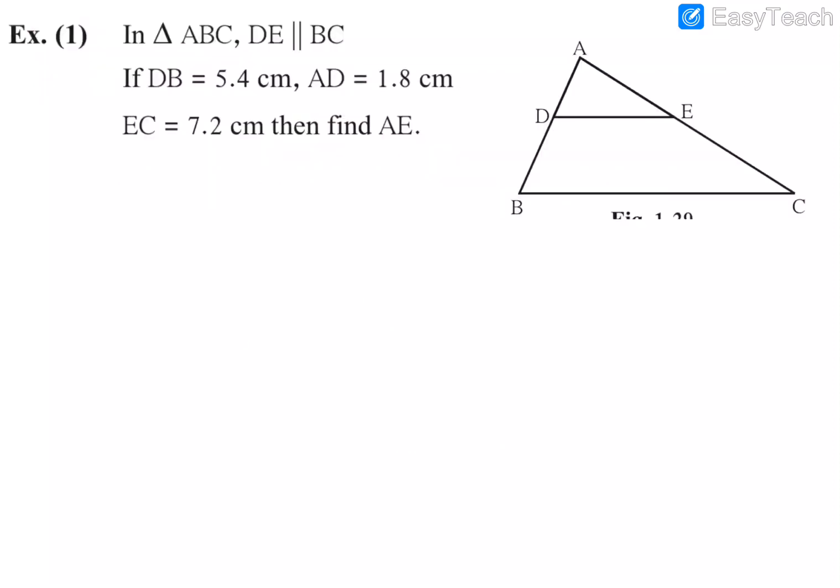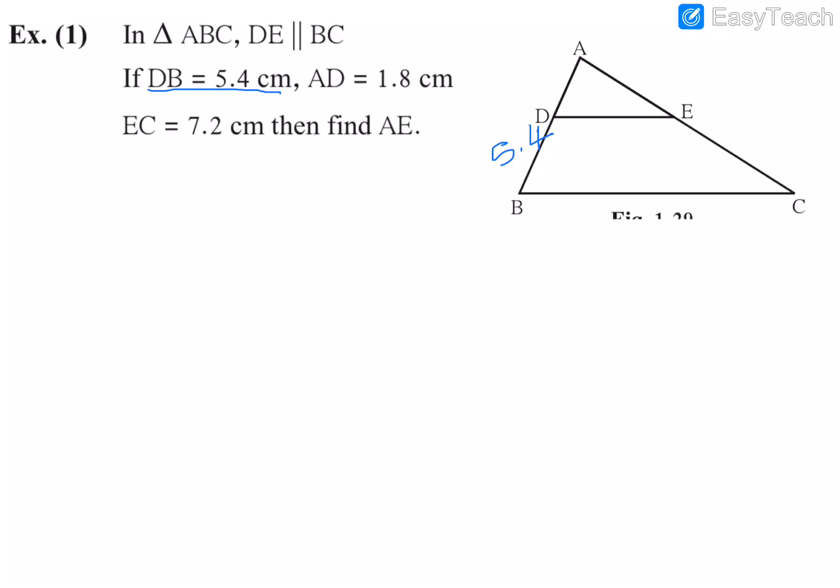So we can do the first question. I am solving example 1. In this question, in triangle ABC, you can see the line segment DE is parallel to the side BC. So DE is parallel to BC, and the side DB is given as 5.4 centimeters. So we can write it here: DB is equal to 5.4.